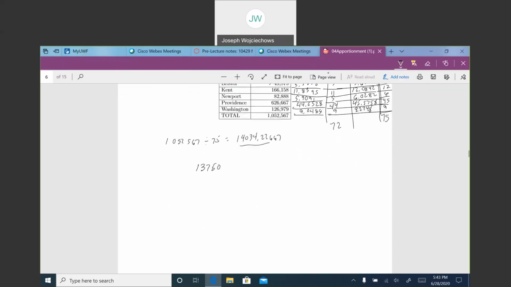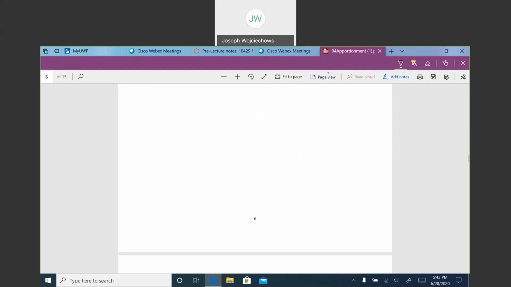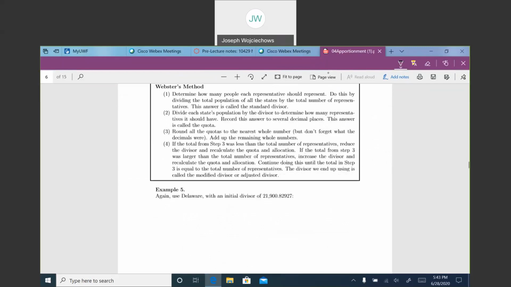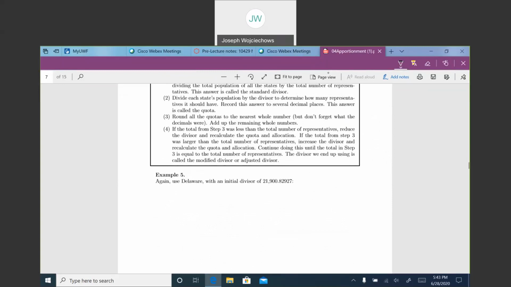Again, these things can be time-consuming and tedious. If memory serves me correct, the only one on an exam is Hamilton's. I highly recommend setting up spreadsheets to do these. They work out a lot better.